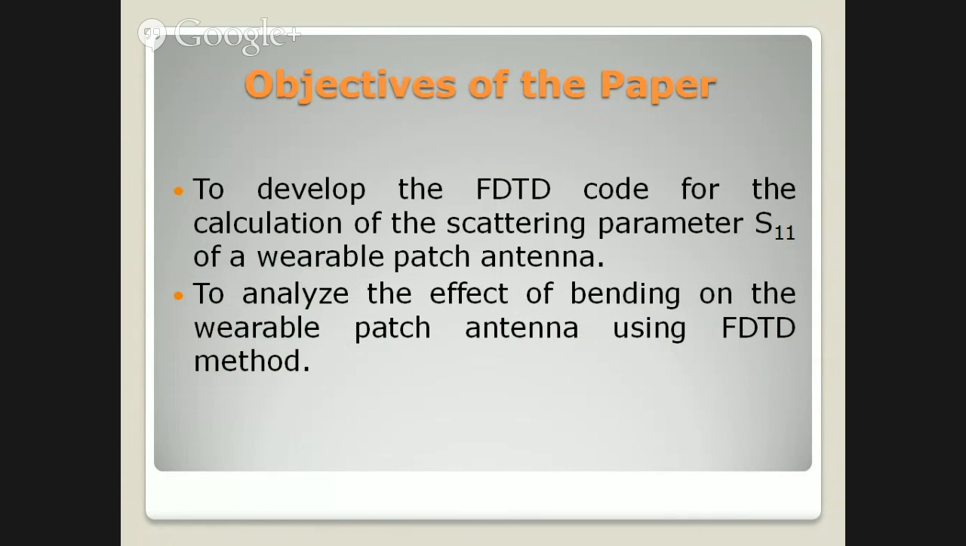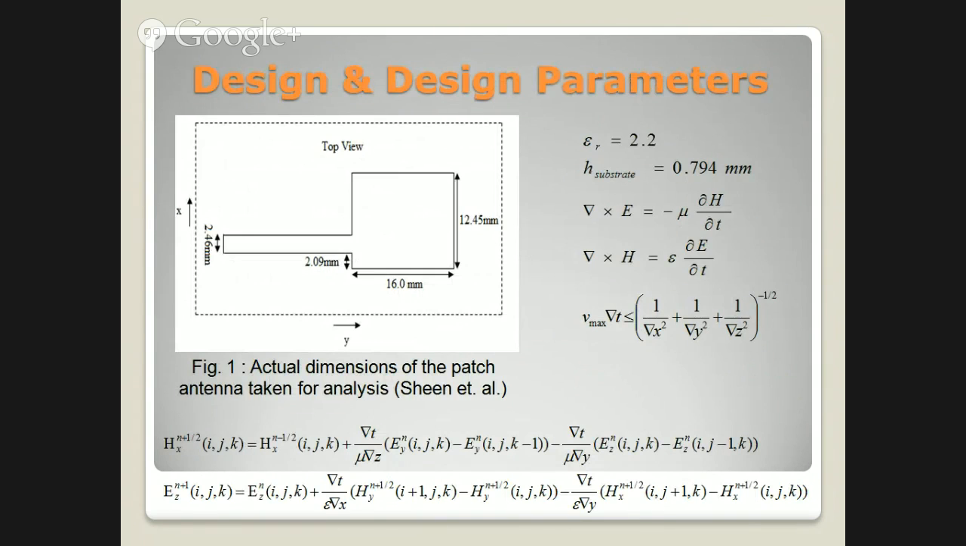The objective of this paper was to write a code in FDTD to calculate the scattering parameters of a variable patch antenna and then analyze the effect of bending in the variable patch antenna using FDTD. For this analysis, we have taken the antenna from the paper by Sheen.